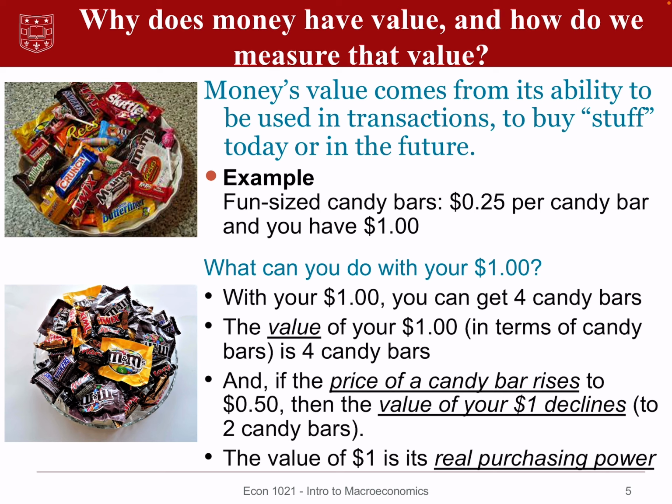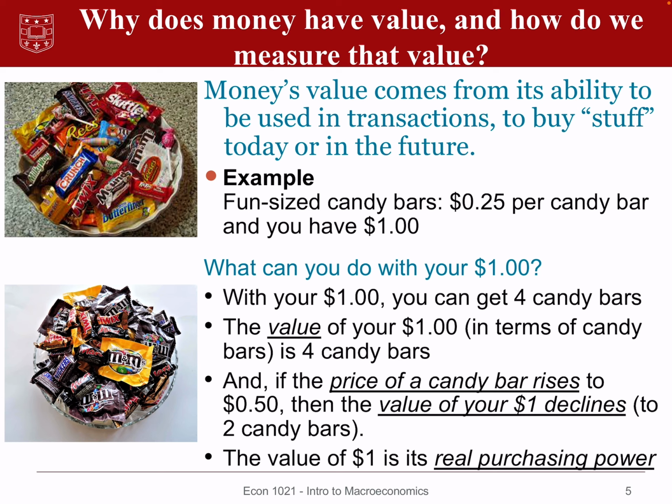And so I was thinking about those. And so that's the reason for our example. So money's value, my basic assertion here, is that money's value comes from its ability to be used in transactions or to buy stuff. And by stuff, I mean goods or services, either today or at some point in the future.